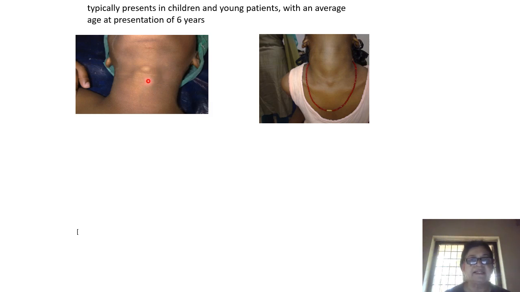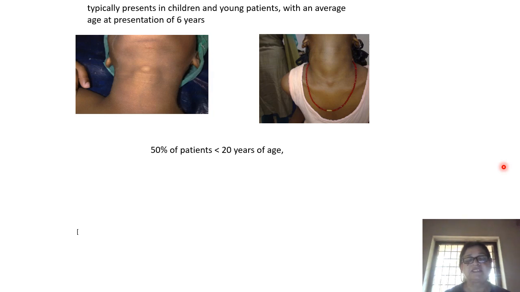Now, don't immediately think this is a thyroid swelling. In a thin-necked individual, when they extend the neck, the thyroid will immediately be more prominent than usual. What you should focus on are these cystic areas and the laryngeal anatomy. As I told you, it happens in young children.